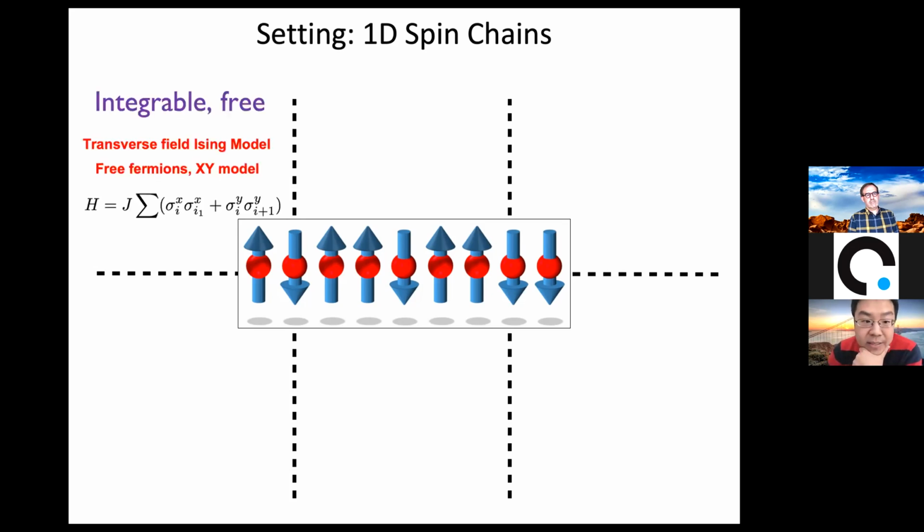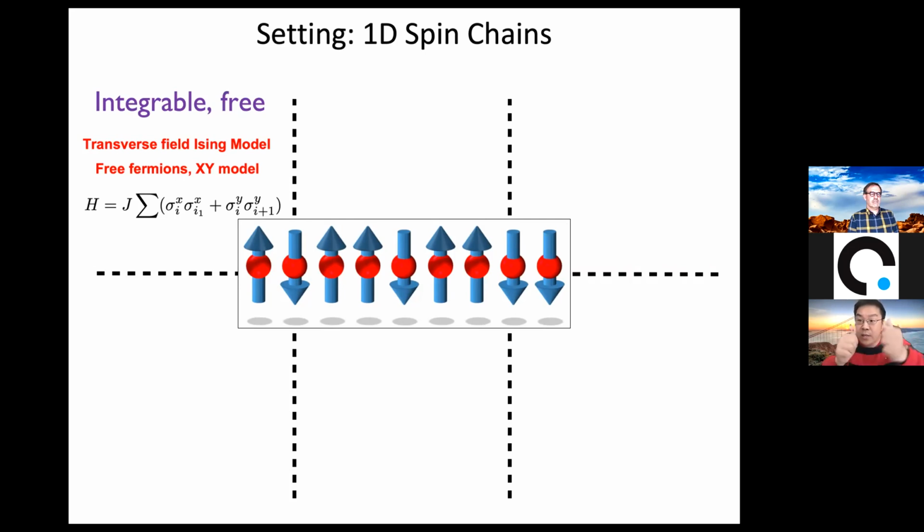So the simplest, at the risk of writing equations, but I think for some subset of the audience who are not exactly my tribe, I hope this will be helpful. There are Hamiltonians that are integrable and free. So the classic example of this is, for example, the transverse field Ising model.